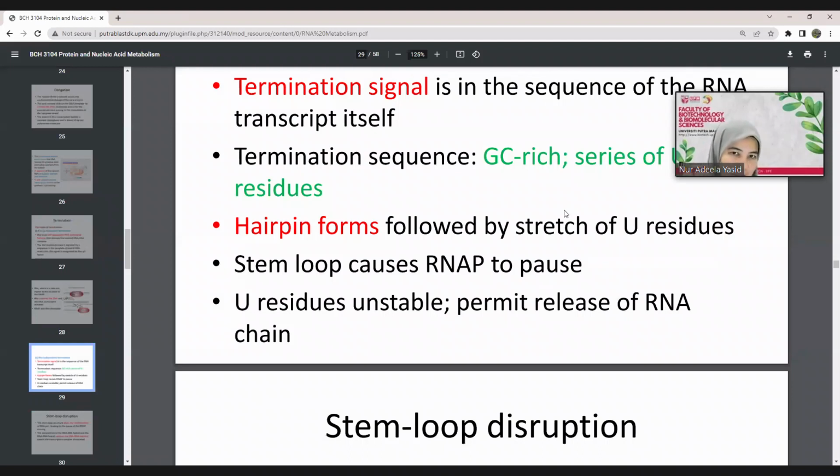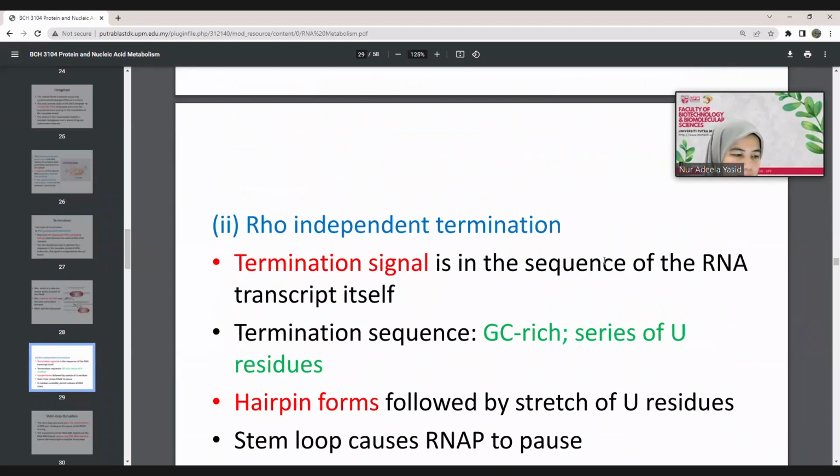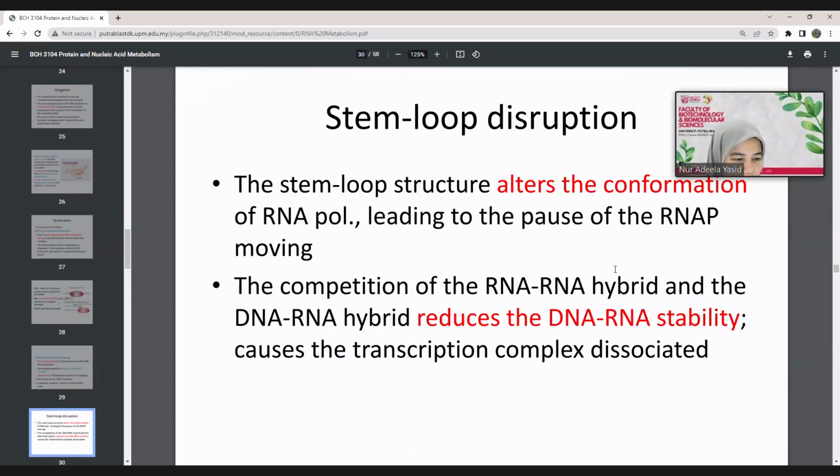The formation of a hairpin will cause the polymerase to stall as soon as it begins to transcribe a region rich in uracil nucleotides. So the stem loop causes RNA polymerase to pause, and we know that the uracil residues are unstable. It's very unstable, so it releases the RNA transcript. So this is how termination happens by rho independent termination.